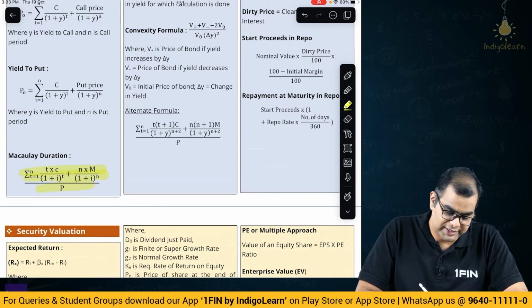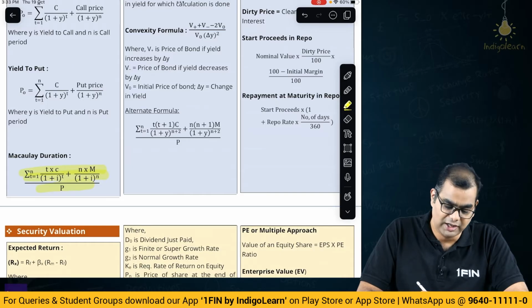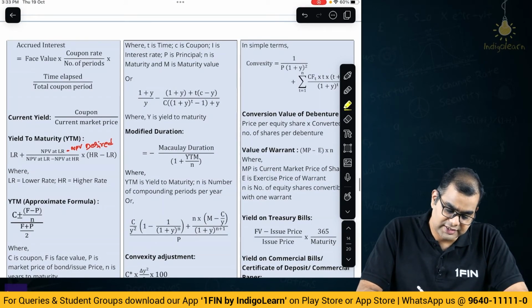So this can be rewritten as sigma of t into c by (1 plus i) power t. So basically you are multiplying the time into the coupon value and you are computing the present value of the same way. N is the last year, which is also time into maturity value, and its present value, which is (1 plus i) power n, whole thing divided by P. So this is the formula for Macaulay duration, and there is another formula.